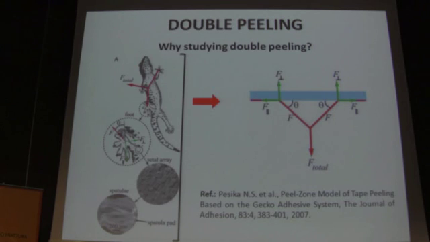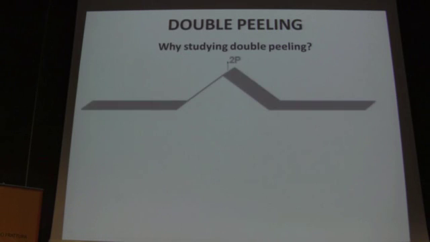Now, a lot of works in literature, particularly this one suggested by some biologists and bioengineers, suggest that the gecko behavior can be modeled simply by a double peel. And indeed, we choose to model a double peel and to try to model this mechanism.